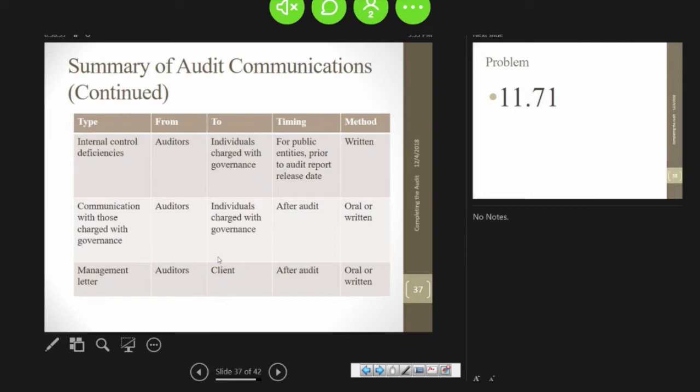And then the communication with the audit committee is usually after the audit report date, and after the audit, and that's usually at the board meeting or a meeting called specifically to meet with the audit committee to debrief and discuss the audit engagement. And then the management letter, which is what the auditor issues to the client with suggestions on things that they can improve. And that's usually done after the audit, and it's written. The idea is it's going to be something that's written and provided to the client.